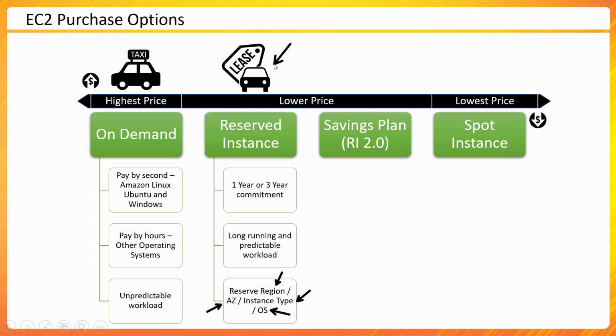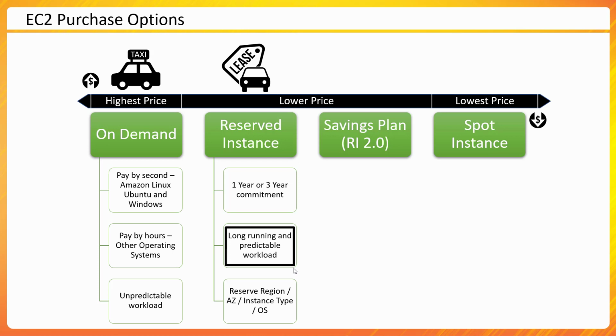So when you are leasing a car, you would say the type of car you are interested to lease, how long you would be leasing it, and then maybe some additional thing like whether it should be a manual or automatic transmission. So that would be your reserved instance, well suited when you are sure how long you would be running your workload because it is a commitment.